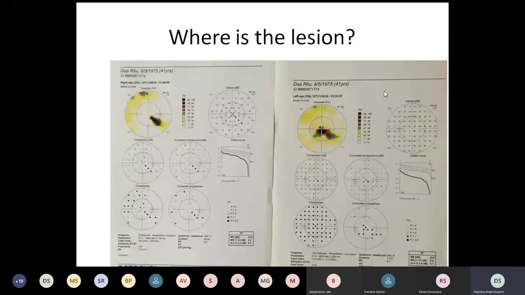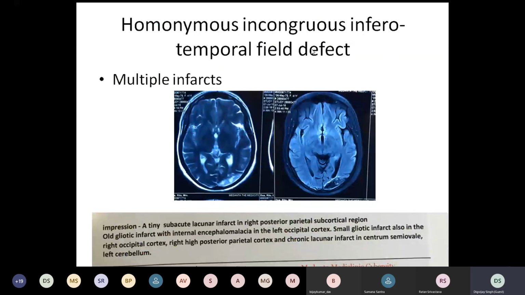So looking at these fields, are they congruous? Somewhat congruous, yes, because it's a very similar looking area, except for this jump across the midline that sometimes could be artifactual if the patient has lost fixation. Is it homonymous? Yes, it is homonymous. So as per our rule, if it's congruous and homonymous, then we're looking at it to be as far back in the visual pathway as possible. And here you can see that it was actually a homonymous incongruous inferotemporal field defect. There were multiple infarcts, of course, but in the MRI, you can see that the occipital region was very much affected. And that is why you had that appearance.